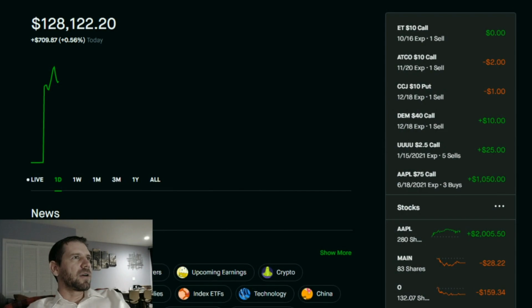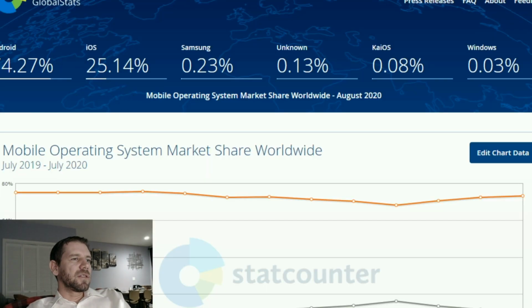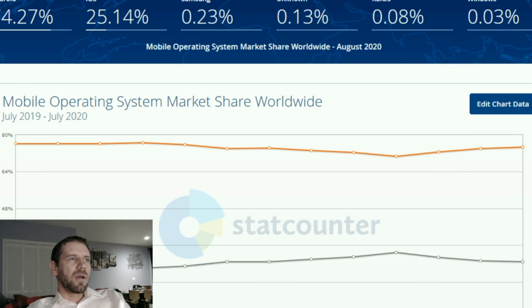Let me go over to the browser here. And this one here shows, let me see what you can see. Well, that's 74% there on the top left on Android that you can barely see. And then iOS is 25%. This is the global counter. Right now, Apple is about 25. Last year, about this time, it was about 22. So it's picked up 3% of the operating systems globally, which is really big.